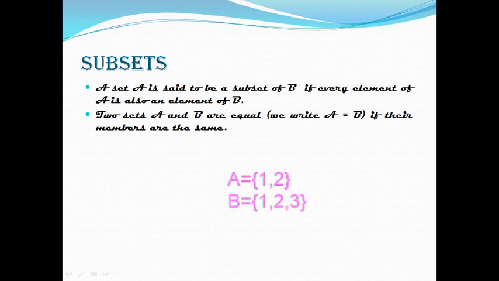And the next one is the equal set. Equal set comes if A and B contain the same elements and the same number of elements, then A is equal to B. Also, in the equal set concept, A is a subset of B and B is a subset of A. Both are subsets of each other, then it is called the equal set. Okay.